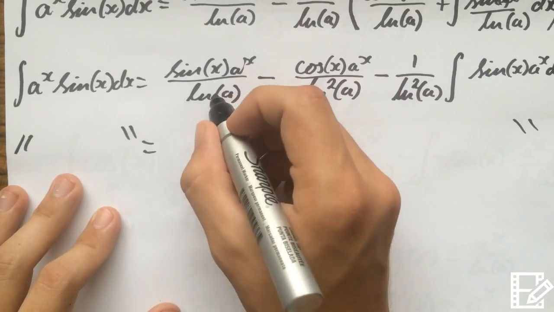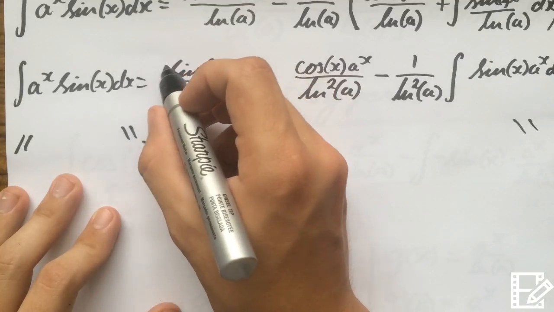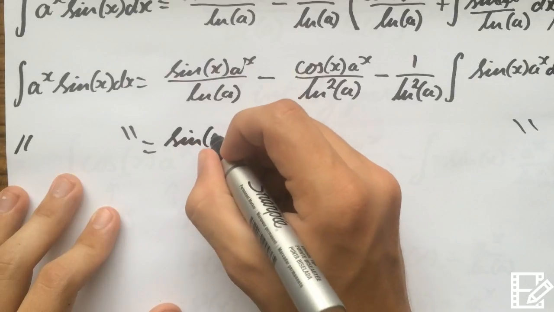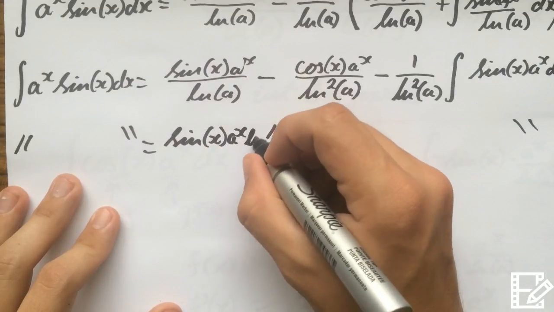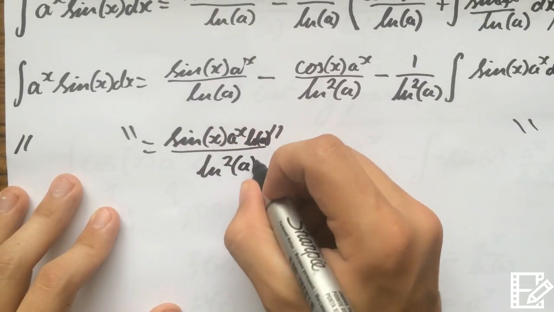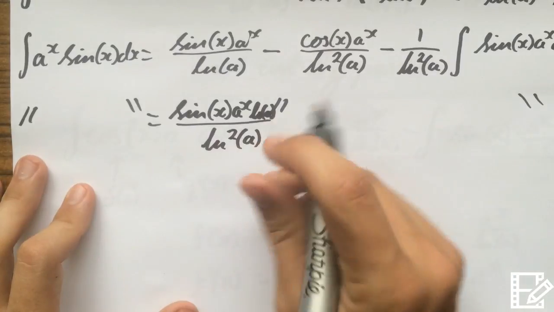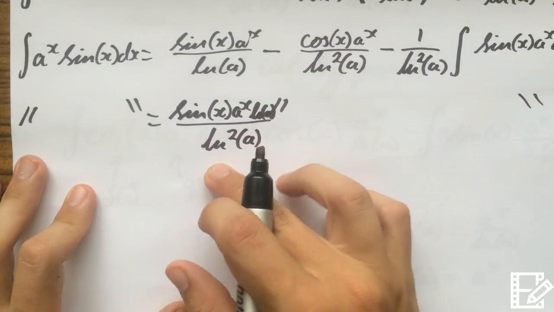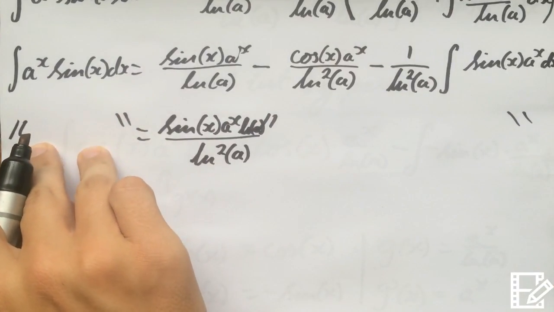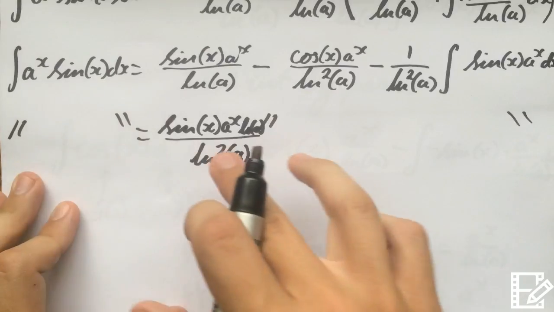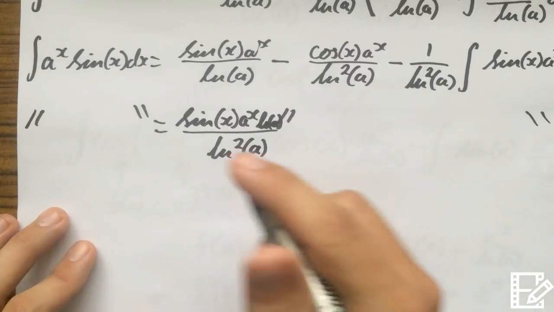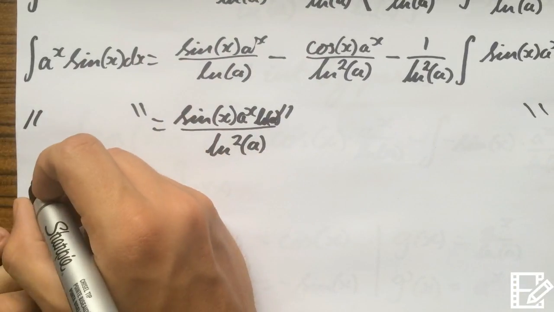So therefore, if we want ln squared, then we're going to have to multiply the top by ln of a as well. So it'll look like sine x, a to the power of x, ln of a, and that'll make the bottom ln squared of a. Now, think of it as we've got a squared, we've got squared, we've got squared. How do we get rid of all that? Well, we've got to multiply this side by ln squared of a, and this side, all of this, by ln squared of a.